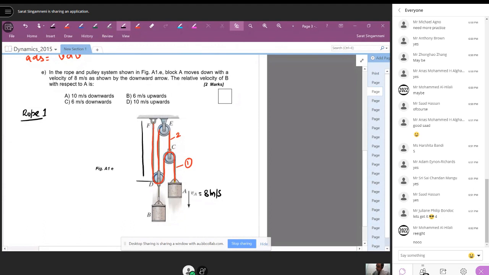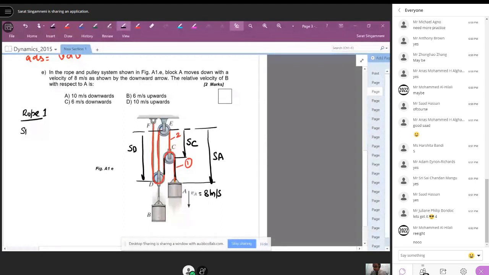This is SD. This is SC. And this is SA. Rope 1 is SD plus SD minus SC, this part. And the next one is SA minus SC, this part.